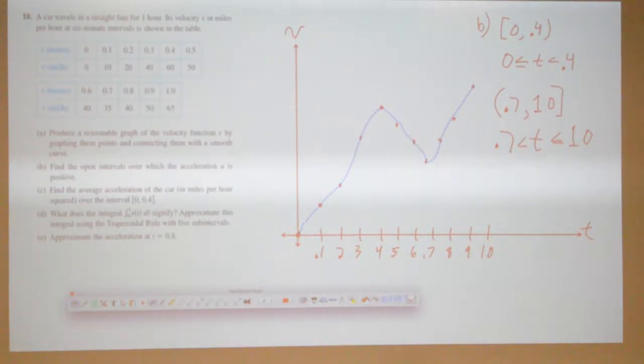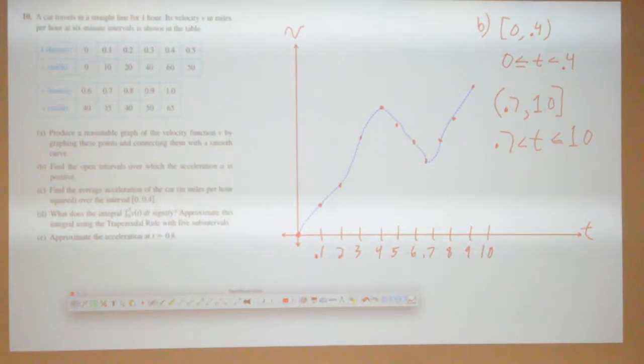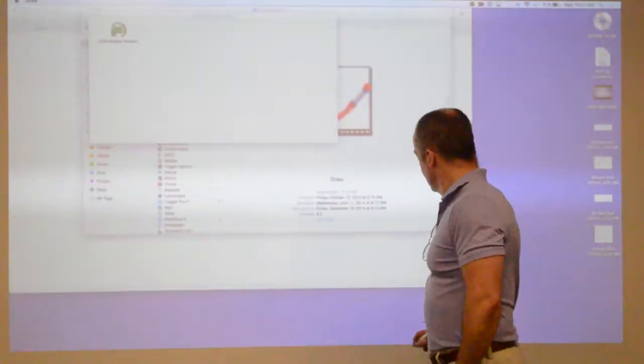Okay, all right. So basically these intervals are from 0 to 0.4 and from 0.7 to 1. Any questions on that? None. Okay. Let's go on to the next one.